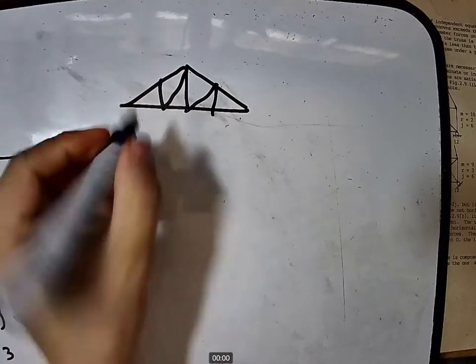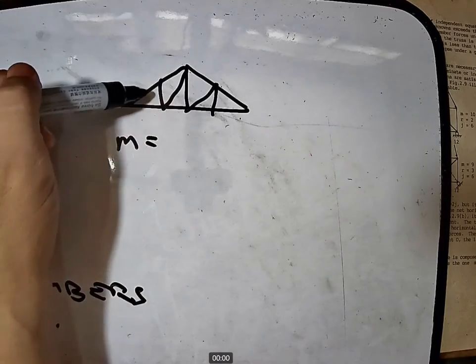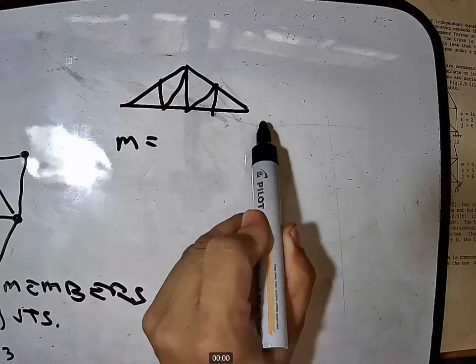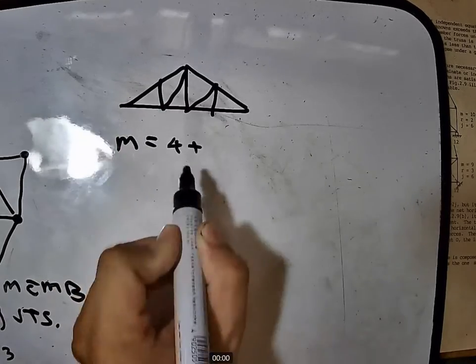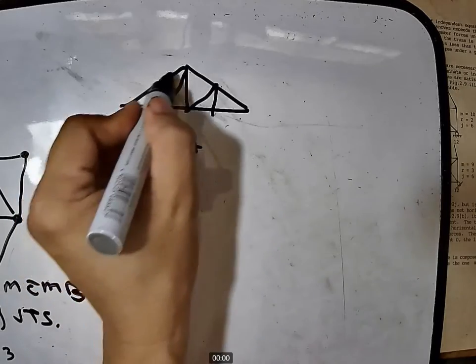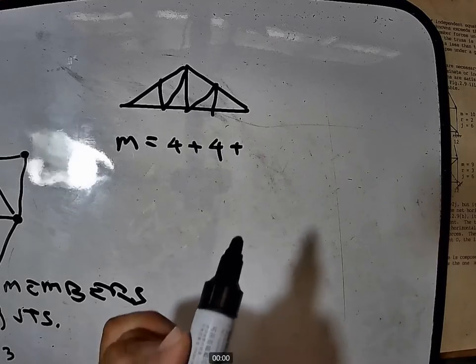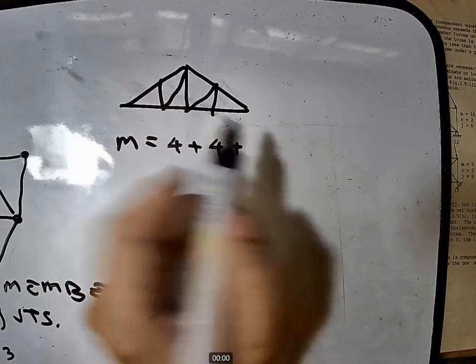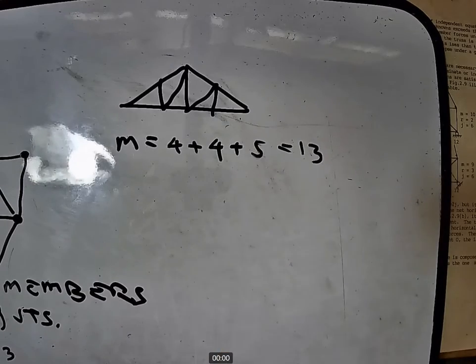Yan. So, how many members? Mag-start tayo sa baba, bottom chord. 1, 2, 3, 4. Tapos sa top chord, yung taas, 1, 2, 3, 4. Plus yung webs, 1, 2, 3, 4, 5. Okay, all in all, you have 13.